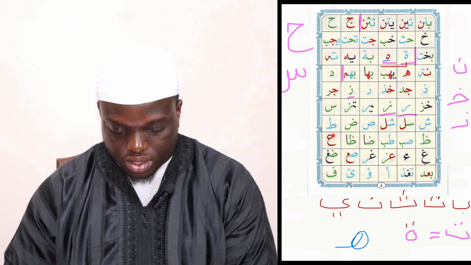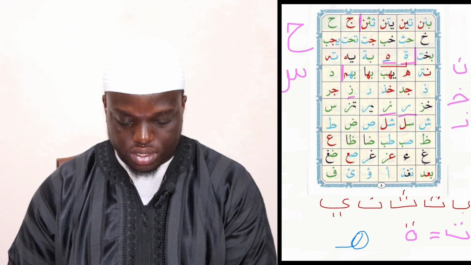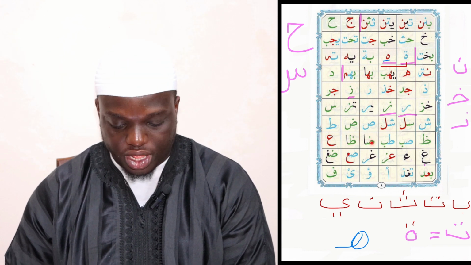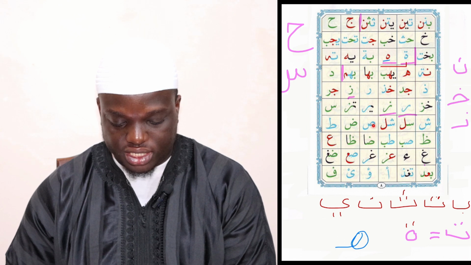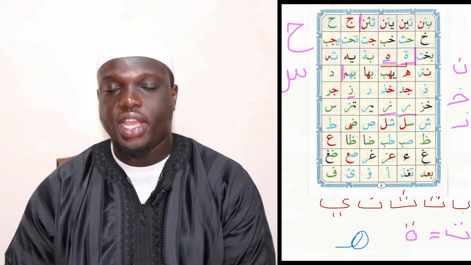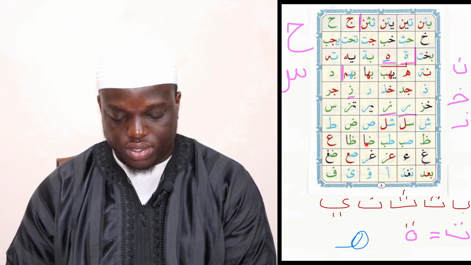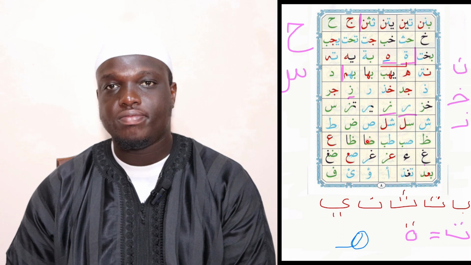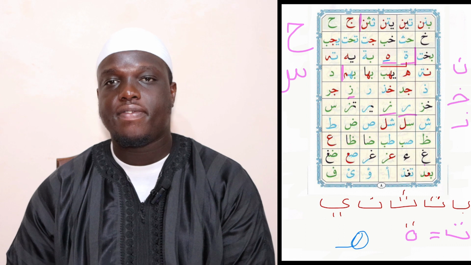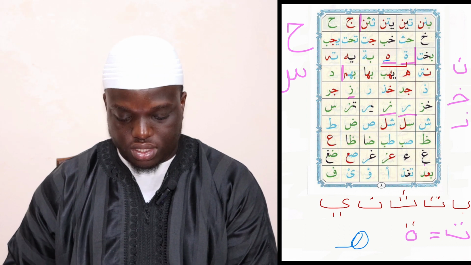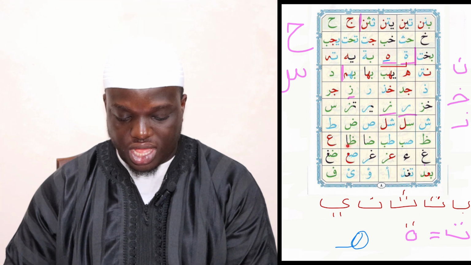What letter is this? Ta, ba. What letter is this? Remember, sod has no dot, and dod has 1 dot. So is this a sod? No. Is it a dod? Yes. So dod, alif. Dha, alif.